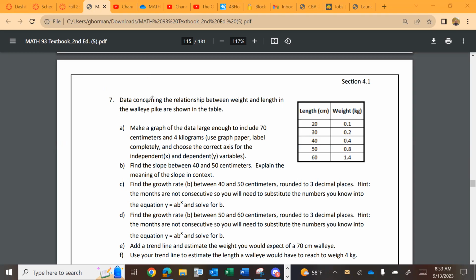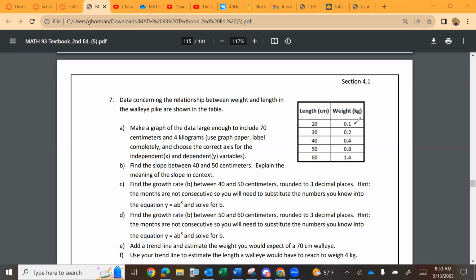So we've got data about a fish called walleye pike. We have the length of the fish compared to its weight, and as the length increases, the weight increases as well. Now notice, the length is increasing by regular increments, 10 centimeters each time. If the weights were increasing by about the same amount each time, then this would be a linear situation, like in chapter 1. Basically a straight line.